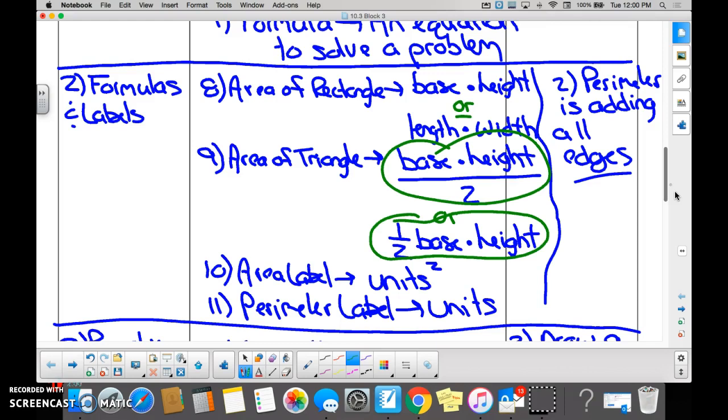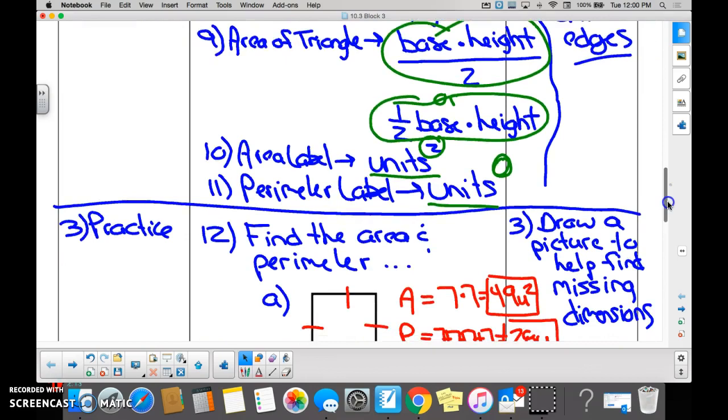On the count of 3, can everybody tell me what the area label is? 1, 2, 3. Square. So this is the important thing, right? Yes. Okay, and then does perimeter have a square? No, it just has the units. Cool. Okay.